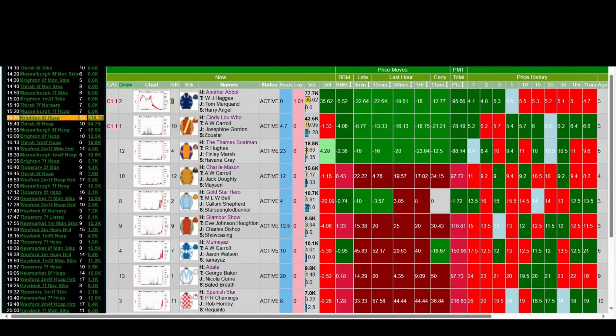So C1.1 double Dutch portal bet is one that you should be looking out for. They do crop up maybe once, twice a day, maybe more, sometimes not at all, maybe for 2 days. So again, if you're at home and you're doing an afternoon's racing, be Dutching the C1.1 portals.